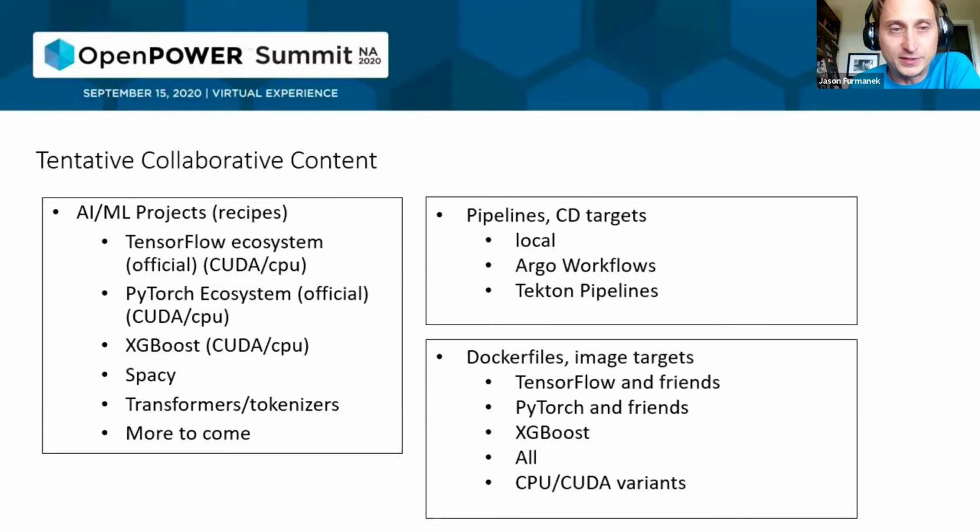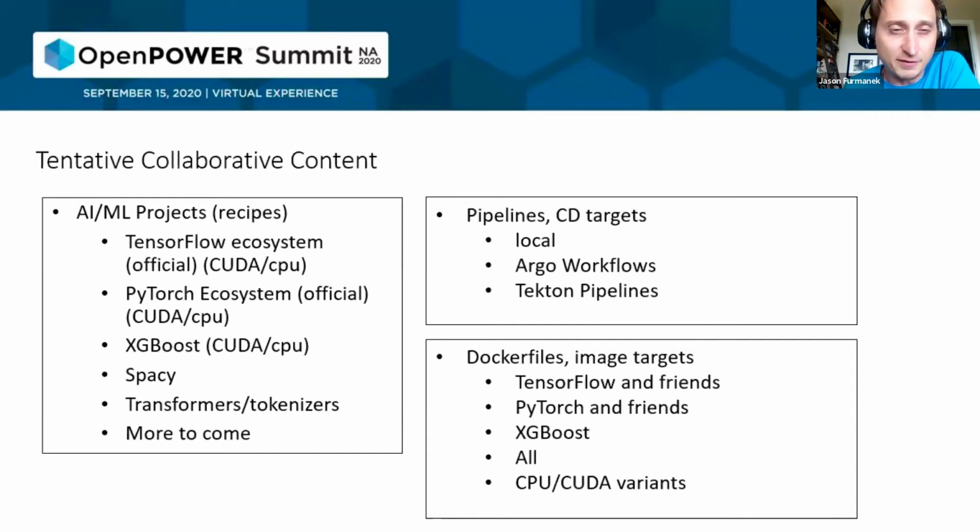So the stuff that we'll include is obviously the TensorFlow and PyTorch ecosystems. I think each release of OpenCE will have a new version of each one of those, and then whatever else happens to be there at the time as far as versioning. We'll also include XGBoost, and then things like spaCy, and I mentioned transformers from Hugging Face. We're going to include that as well.